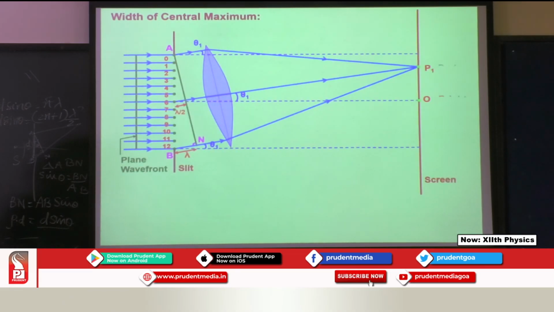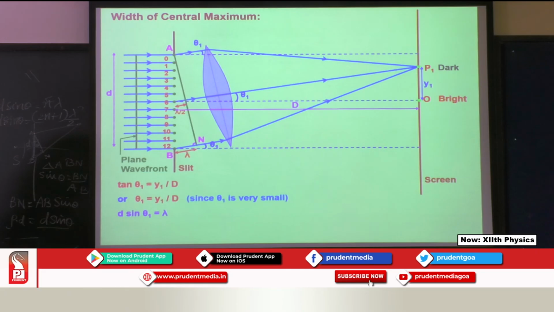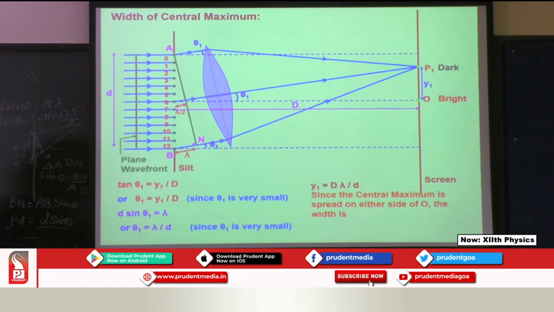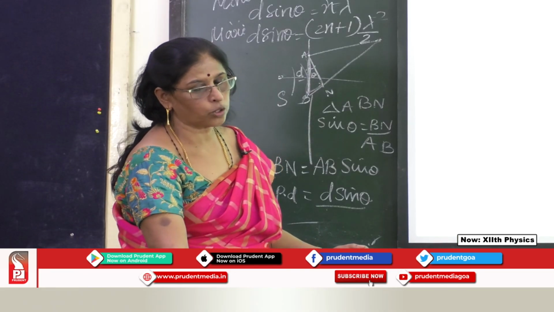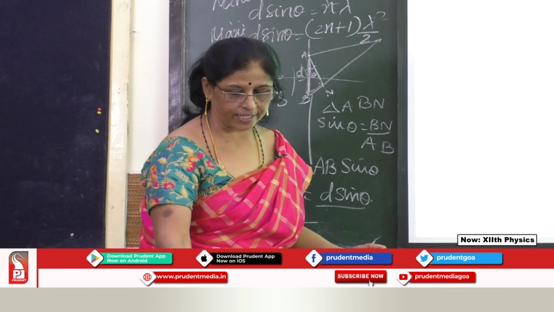Width of the central maximum. It's the bright fringe that we have over here. For the first one, we divided the slit into 2 parts. Here d sine theta 1 equals lambda, so theta 1 equals lambda upon d for the first one, because n is equal to 1. So Y1 is equal to lambda D upon d. The central maximum is spread on either side of O. The width is beta 0, 2 lambda D upon d. Why is it taken as 2 lambda? Because it spreads on both sides.